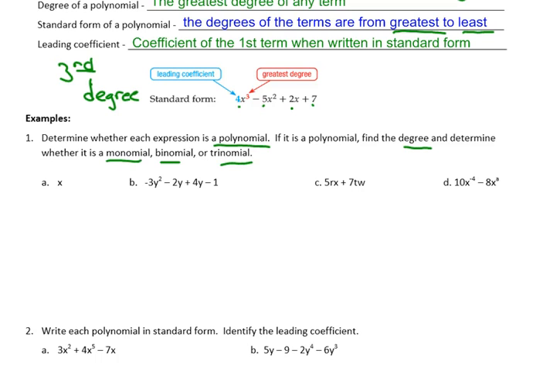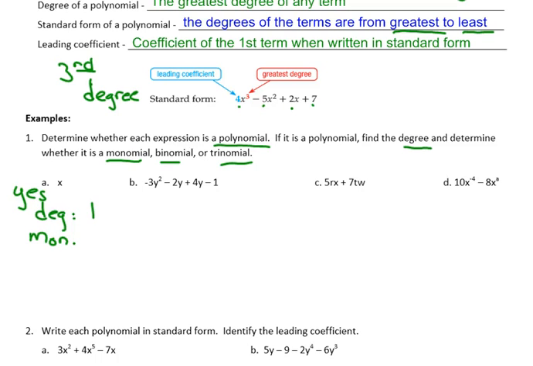When I look at this, I have x. So yes, this is a polynomial. Now I want to know, what's its degree? I'm going to look for my exponent. If I don't see one, we know that there's always a little 1 written there from our work in last chapter. So my degree is 1. This is a monomial. There's only one term there.